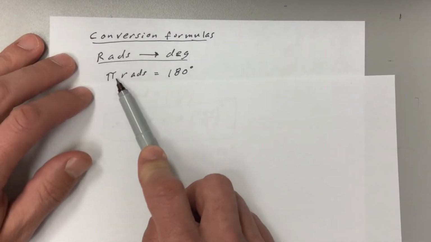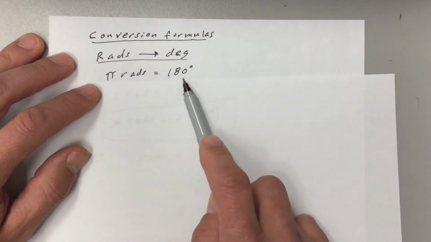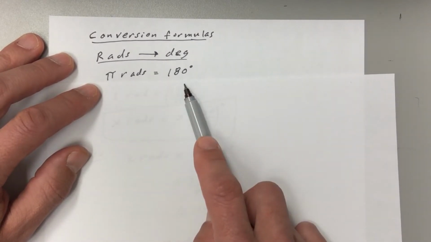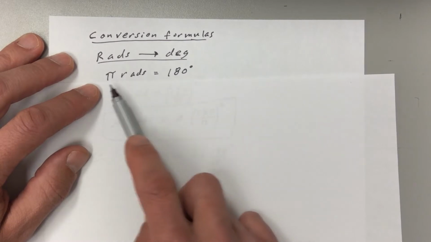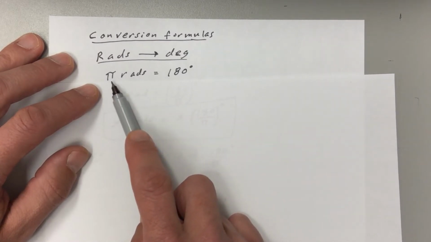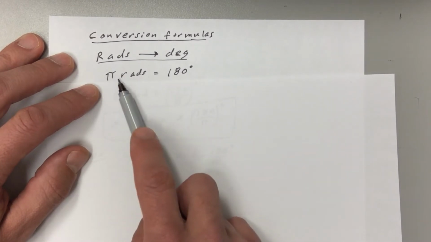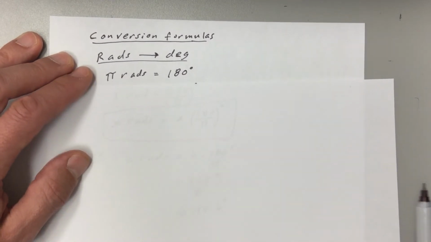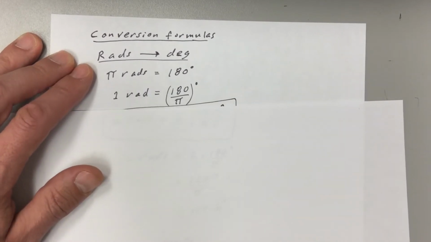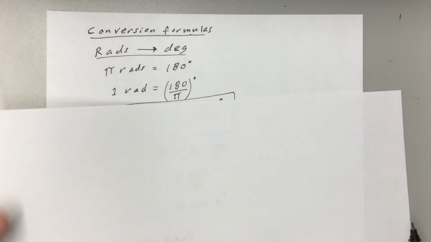We know that pi radians equals 180 degrees. We know that 2 pi radians equals 360, but this is a reduced conversion. So we can write pi radians equals 180. If we want 1 radian, we're just going to divide both sides by pi. And if you divide both sides by pi, you get 1 radian equals, or sorry, 180 over pi in degrees.